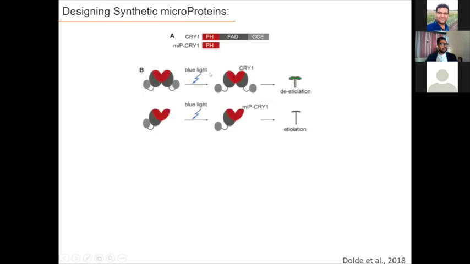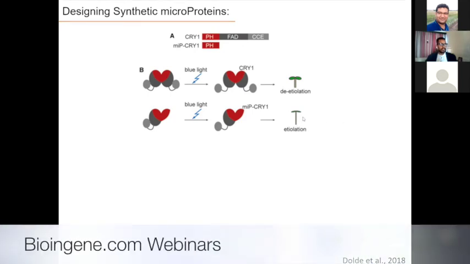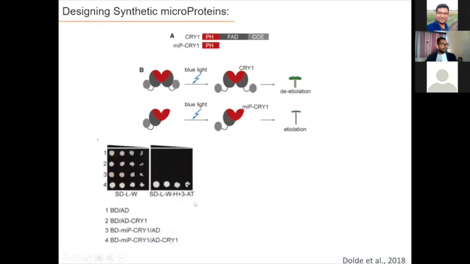How this works: whenever there is blue light, cry1 opens, and that causes de-etiolation in seedlings. If you overexpress a microprotein cry1 and expose the plant to blue light, there is etiolation. It means that MIP cry1 is causing non-dimerization of cry1, resulting in poorer reception of blue light, causing etiolation or elongation of seedlings during the early germination days. So again, the validation part includes yeast two-hybrid interaction.